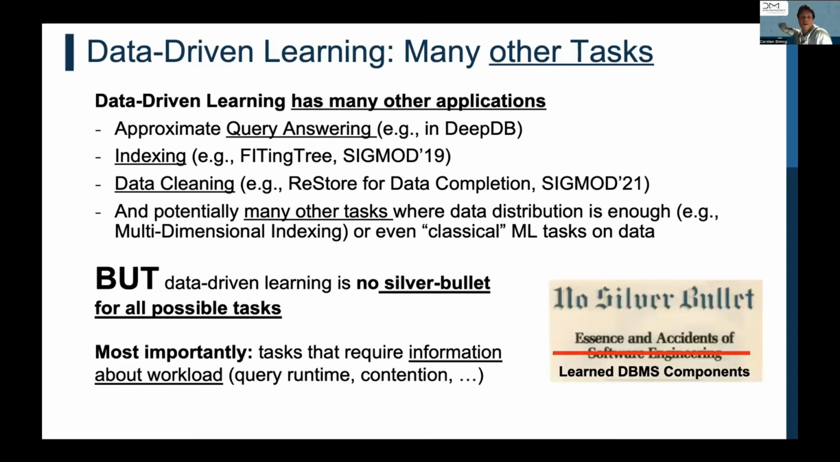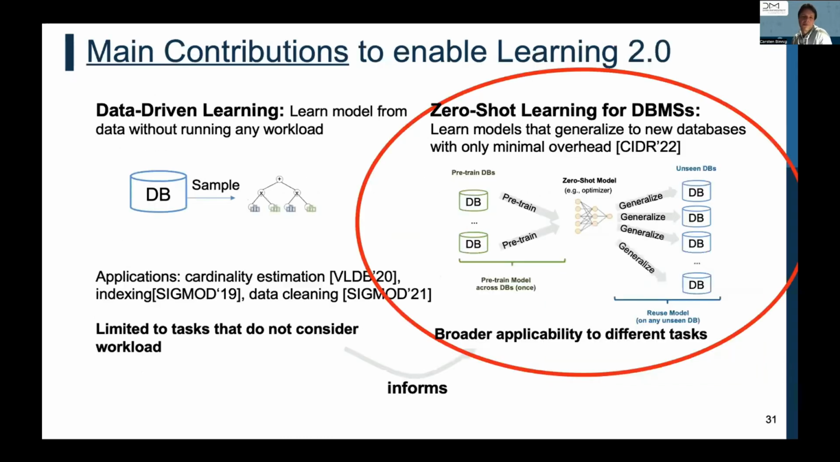However, as I said before, we've shown that data-driven learning has promising results that can even outperform workload-driven models. But it's no silver bullet either, because it's limited in the kinds of tasks that it can support. Most importantly, tasks that require information about the complexity of workloads. So something that needs to predict the runtime of queries, for example, where you need knowledge about how complex a certain query execution strategy is, such as a hash join. Where this information about workload complexity is needed, it's nothing that you can directly solve with data-driven learning. Therefore, we've been proposing this second direction of zero-shot learning, which can support a much broader set of tasks, which will now be presented by Benjamin in the second half of the talk.